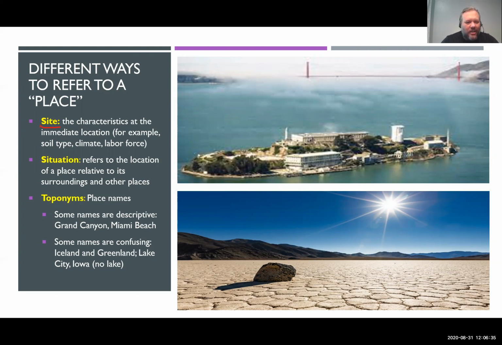And then situation, again, this is the relational stuff. Situation is the location of a place relative to the surroundings. So relative to other areas, what is the situation of Tucson? We would compare it to, say, Phoenix or the Grand Canyon, or to California or New Mexico or Mexico. And so that's what we mean by situation.